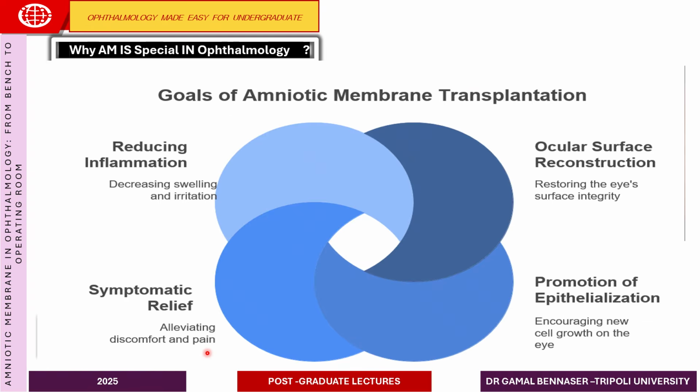So in summary, the main goals of the amniotic membrane: it acts as anti-inflammatory and anti-fibrosis, promotes epithelialization, and is very useful in ocular surface problems. And it is useful in the symptomatic relief of the pain of the eye. So these are the main goals of the use of the amniotic membrane in ocular problems.